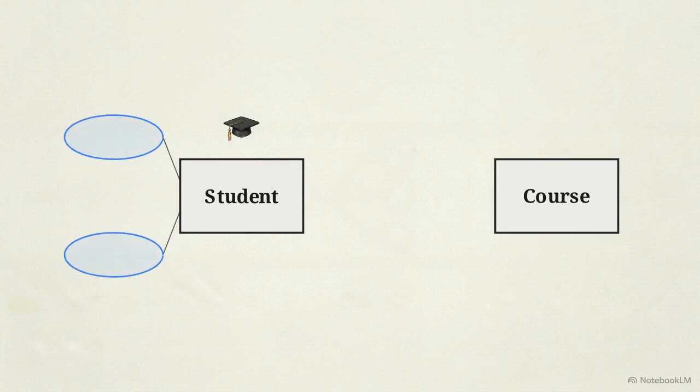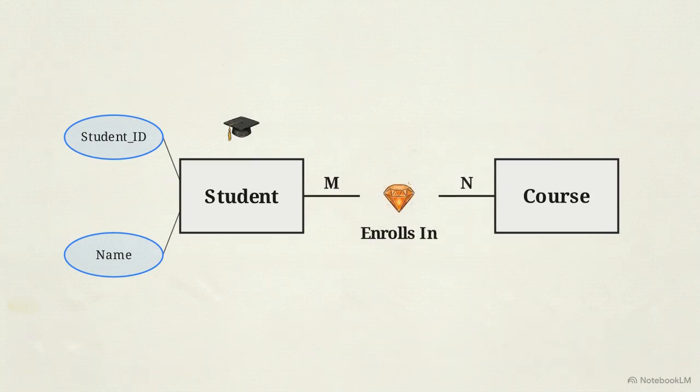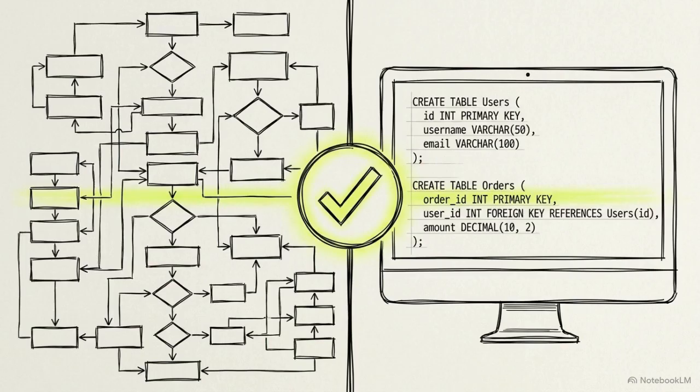Rectangles represent the core entities, or tables. Ovals represent attributes, columns containing traits like an ID number or name. Diamonds represent relationships, clarifying how entities connect, mapping a many-to-many link between students and courses. Mapping the entities, attributes, and relationships on paper first ensures the mathematical logic is sound before a single line of code is written.